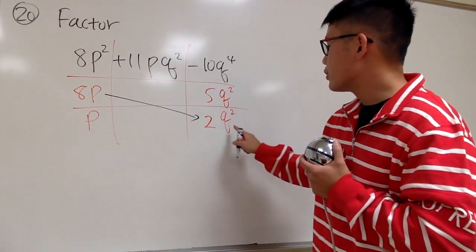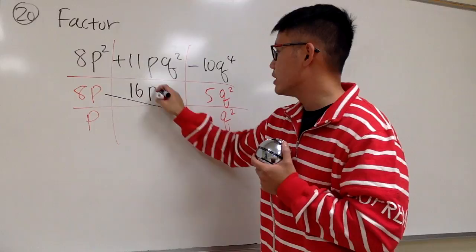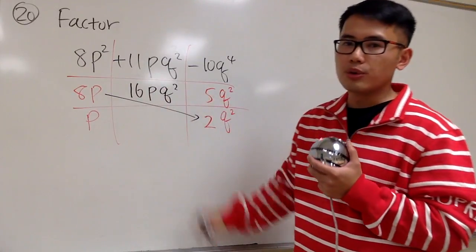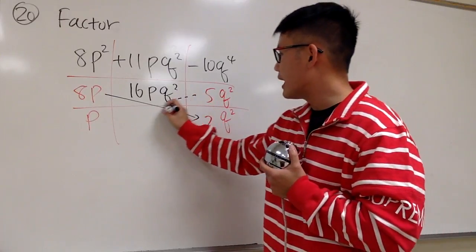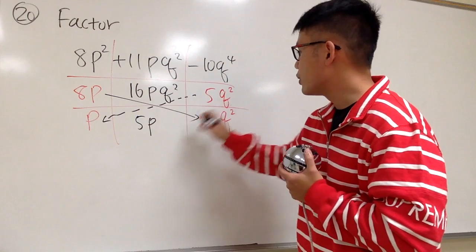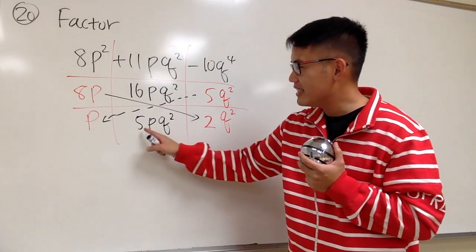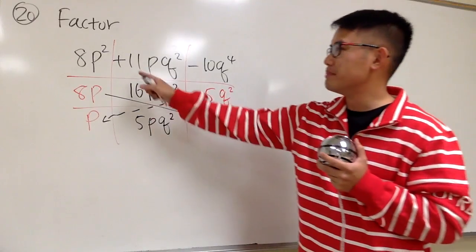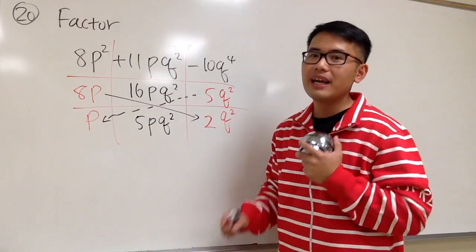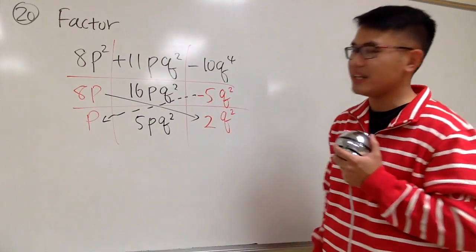8p times 2q squared gives us positive 16pq squared. And you see the term matches in the middle, right? And I'm going to multiply this and that. So we get 5p first, and then q squared. And you see, this is 16 and this is 5. How can we get positive 11? Well, the 5 should be negative, right? And that means I should have this 5 being negative.